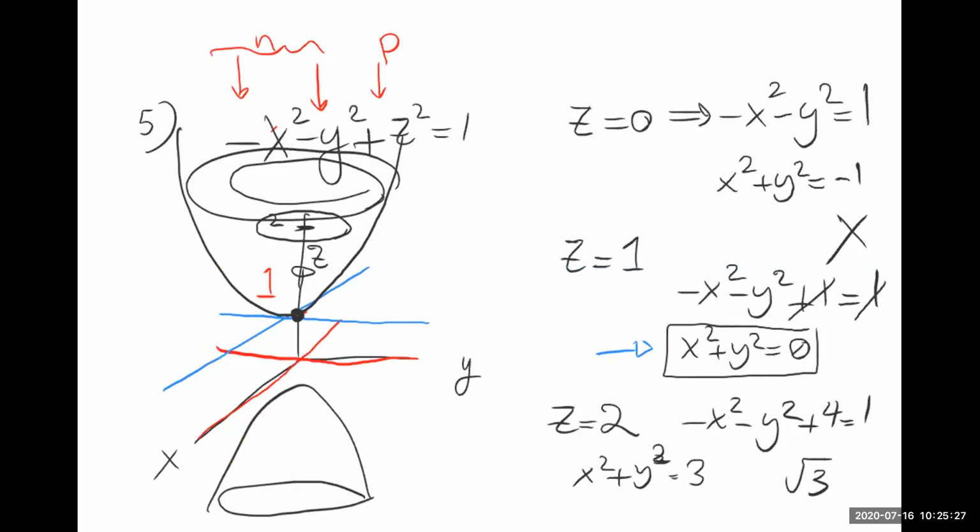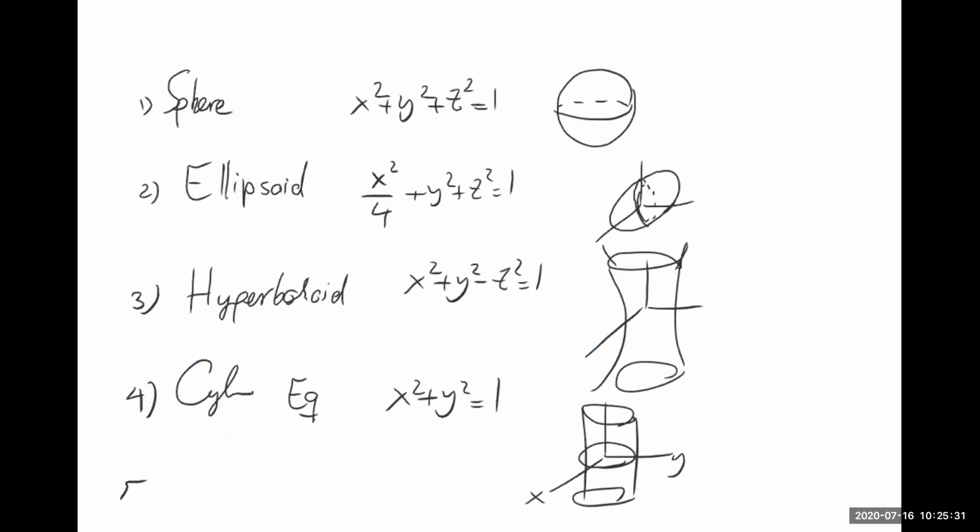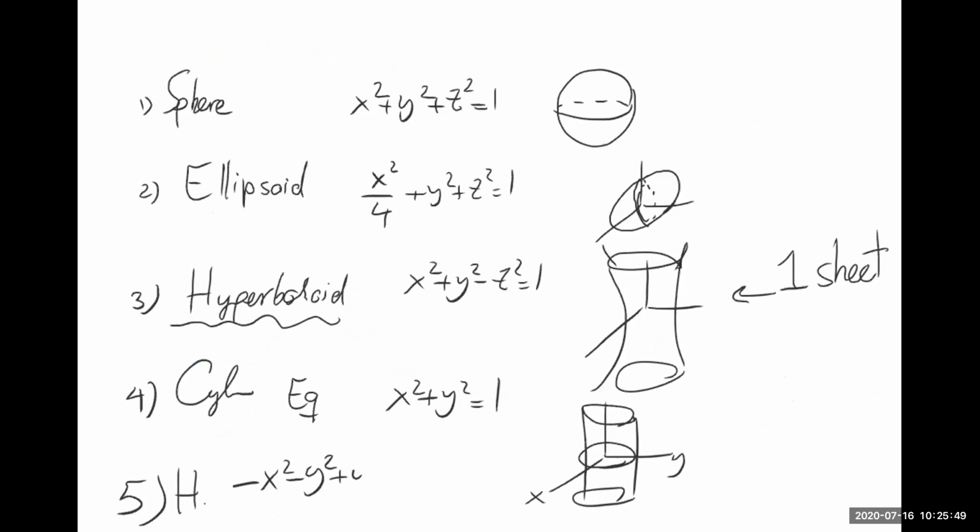So maybe I should go back and add it to our list. The last thing is called a hyperboloid of two sheets. So it has the same name as this one, but this is called a one sheet hyperboloid. This is called a hyperboloid with two sheets. It's something like minus x squared minus y squared plus z squared equals 1.